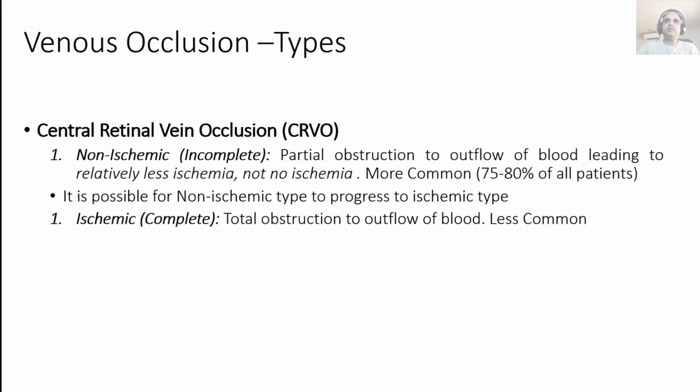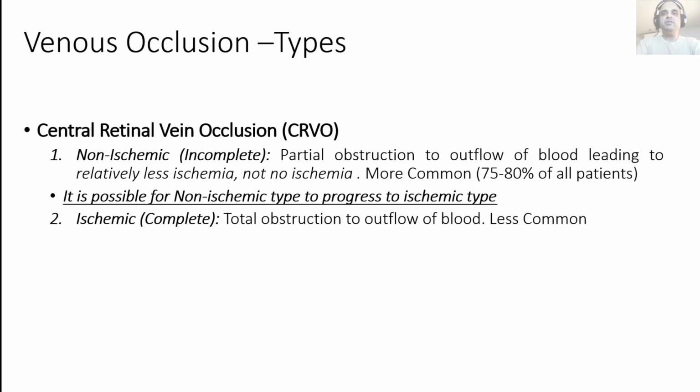As we have talked about before, a central venous occlusion is of two types, an ischemic and a non-ischemic, which is also called a complete or an incomplete type. And this is basically based on the level of obstruction within the vein. If the vein is partially obstructed, there is some nutrition coming in. So the things are not that bad in terms of visual loss and the sequelae or what happens afterwards. And this is the more common type of the central vein occlusion that you see. So 75% to 80% of all your patients tend to present with this type. However, it is possible for a non-ischemic type to convert to an ischemic type. The other type is obvious.